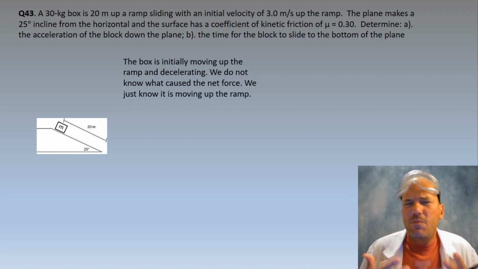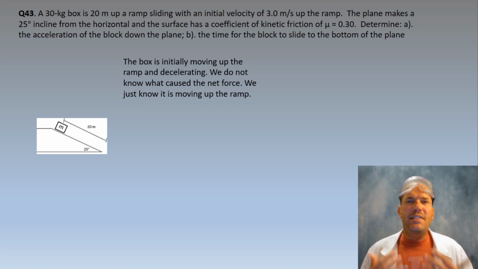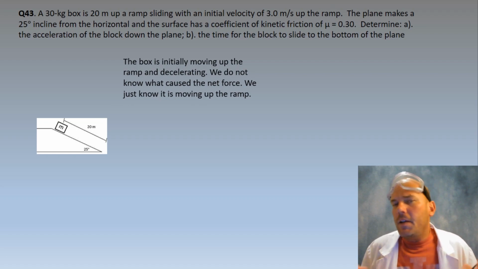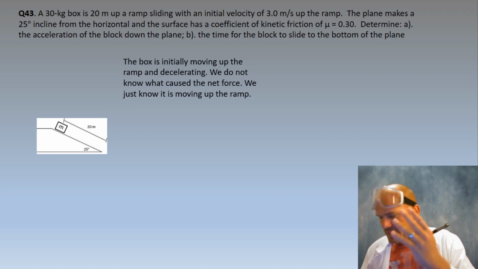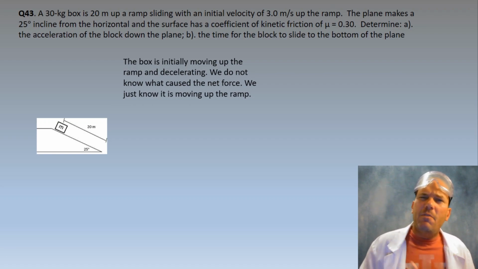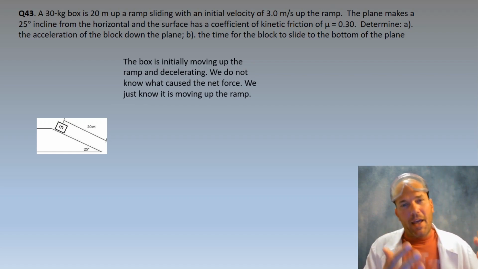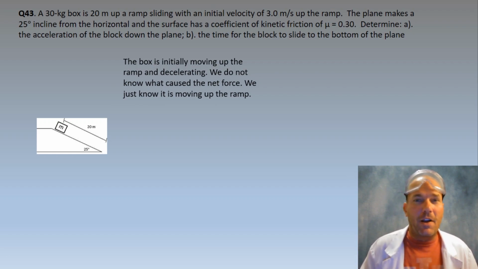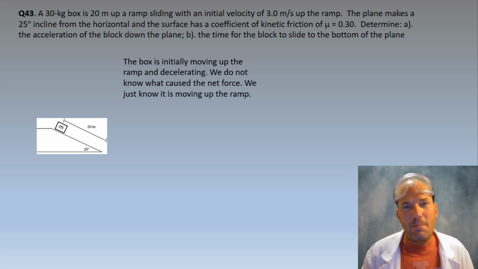Also note we really don't have any clue what caused that net force that sent this object moving up the incline, and quite frankly we don't care. We just know that the object is sliding up the incline, and we have a pretty good idea that this object will eventually stop and change direction, during which time the kinetic friction will also change direction, and it will then move down the ramp. So this is a fairly lengthy problem here.